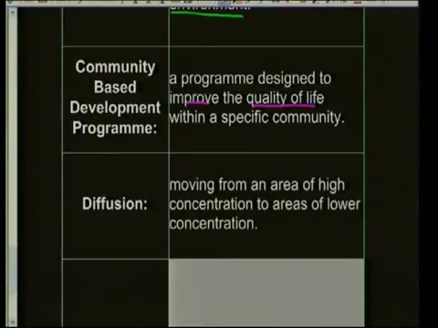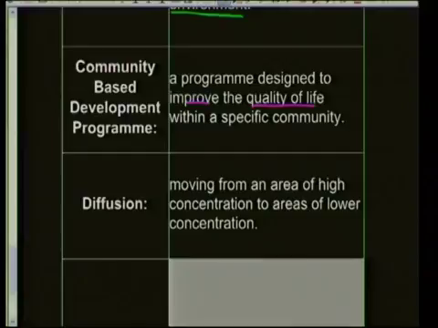Diffusion, the reason why we need to learn the word diffusion is because we look at the core periphery model, and what in general that model says is that development should diffuse from the center core out to the periphery, and that's why it's important to understand this word. So diffusion is moving from an area of high concentration to an area of lower concentration.